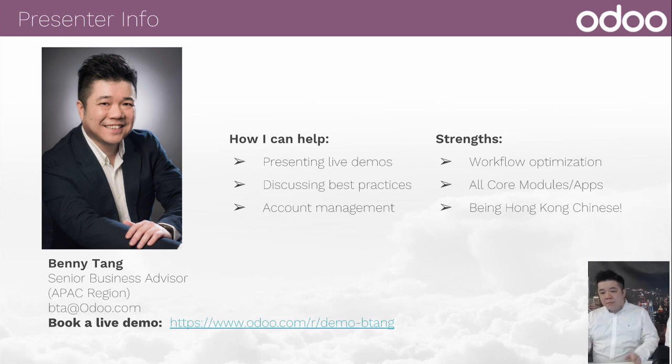I usually help potential clients or existing clients by presenting them with live demos, and mostly it would be working on the workflow and optimizations. I'm really familiar with all the Odoo apps and modules. That's why I'm a senior business advisor in the Hong Kong office. I've been with the company for 3 years already.